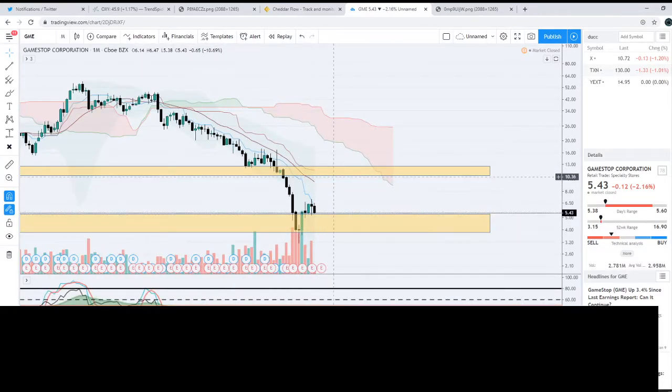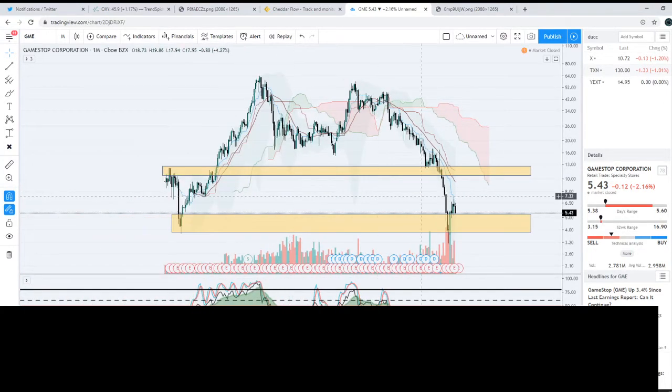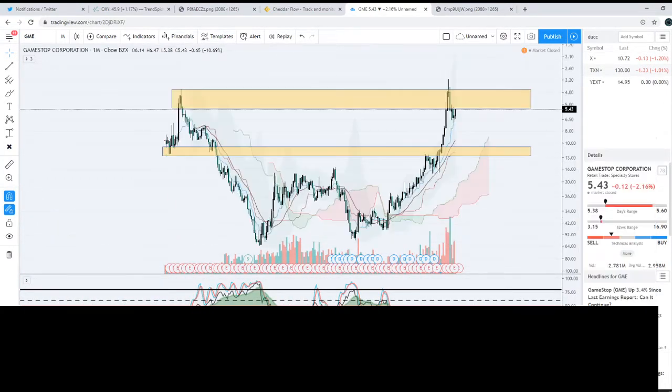I can agree with that. God, it's so nasty. Invert that chart real quick. Yeah, make me feel better. It's pumping. Look at it pump.